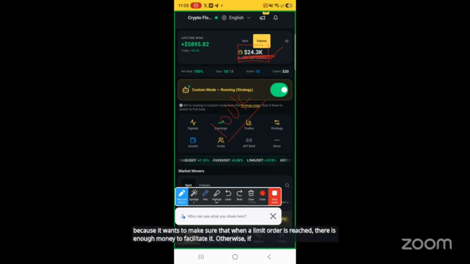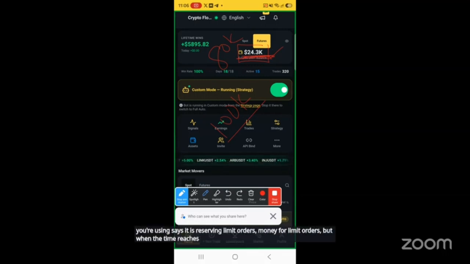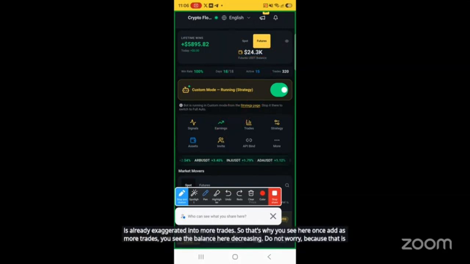Otherwise, if it doesn't reserve money for limit orders, the bot will see, I still have 80K here, let me add more trades. It keeps on adding. At the end of it all, you find the strategy says it is reserving money for limit orders, but when the time comes for placing a limit order, the money is not available. It is already saturated into more trades. So that's why, once it adds more trades, you see the balance here decreasing. Don't worry, because that is very normal. That's how the bot reserves the capital for limit orders.